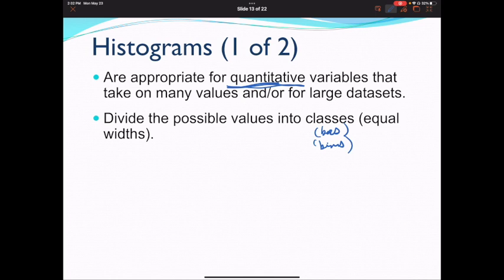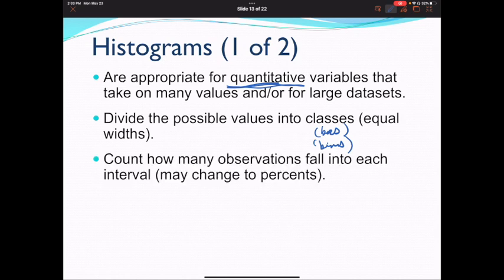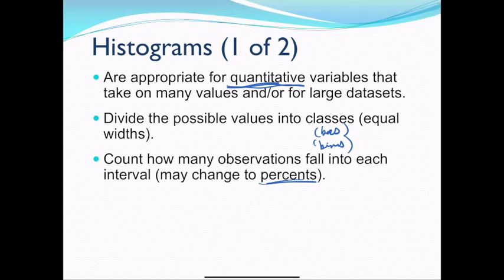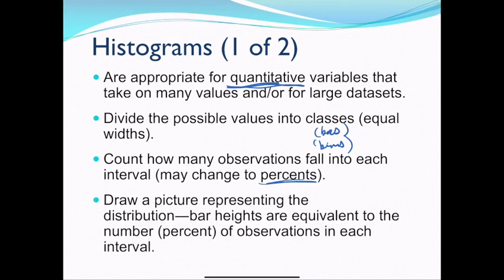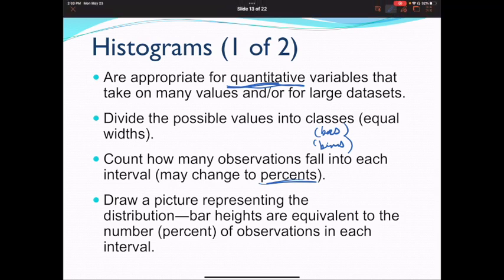Our bars have equal width, right? So if we were making bins for ages, we'd want to do 30 to 34, 35 to 39, right? Those all have equal bin width. Next, we count how many observations fall into each of those intervals or bin categories. We can then change those to percents by dividing by the total number of observations. It's totally up to you. We would then draw our histogram representing the distribution where the bar heights are equivalent to the number or percent of observations in each interval.